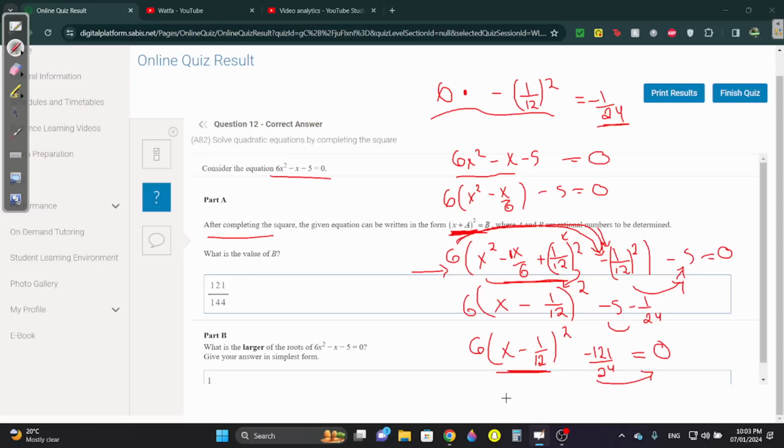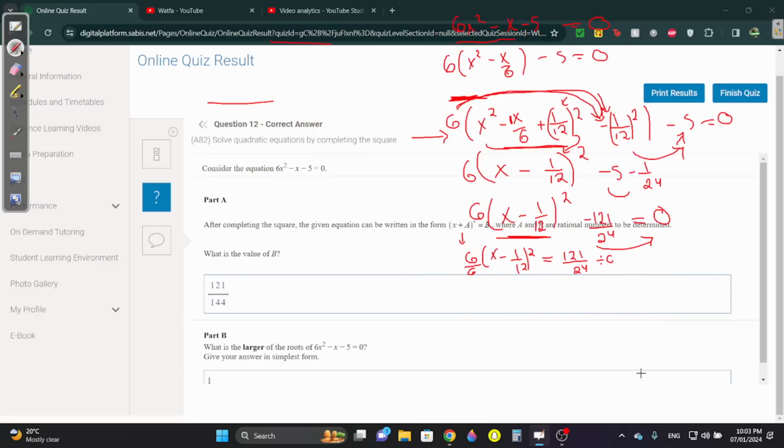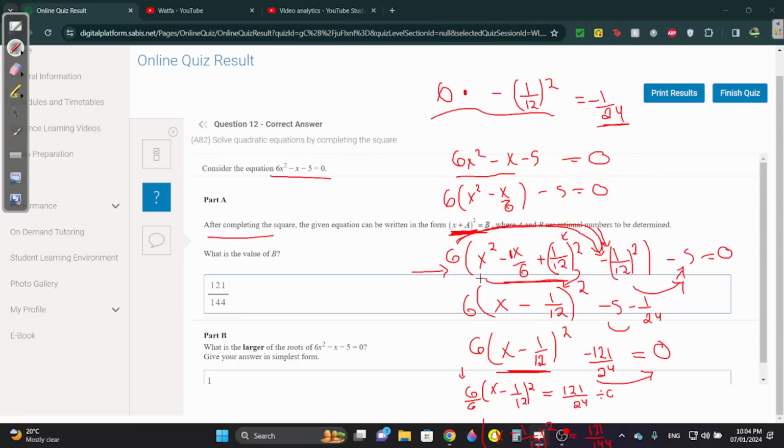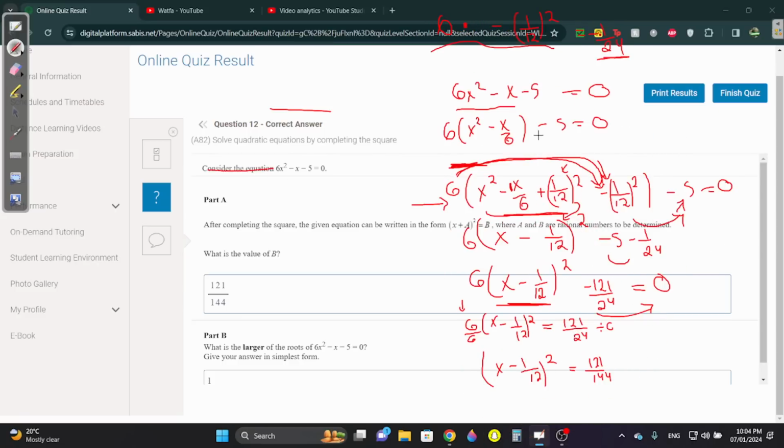So take this to the other side, the 121 over 24 becomes 6 into x minus 1 over 12 squared equals 121 over 24. Since we took it to the other side, we can plus. Okay, now the 6, we have to divide by 6 on both sides. So divide by 6, do it on a calculator, 121 over 24 divided by 6, you get, I'm going to move this up, x minus 1 over 12 squared on the left equals 121 over 144. Okay, I think everything fits. Does it fit? Yeah.